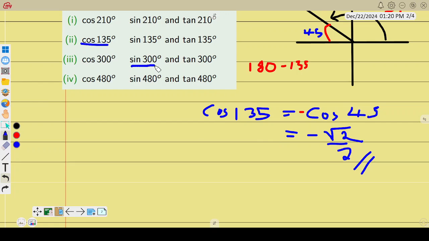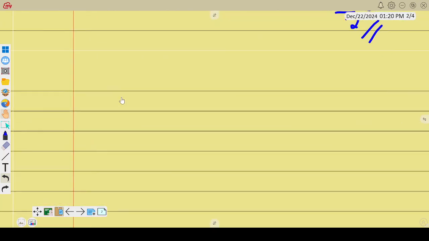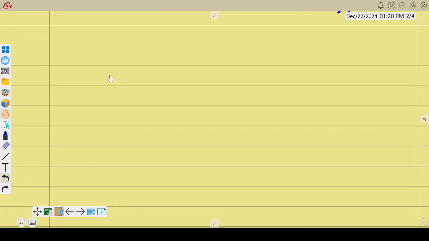Okay, so the next one I'm going to do is sine 300. For sine 300, you have to remember the quadrant. Where is 300? So 300 should be somewhere after 270 here. So 270, and then it reaches 300, and then we can reach 360. So this is where 300 is.